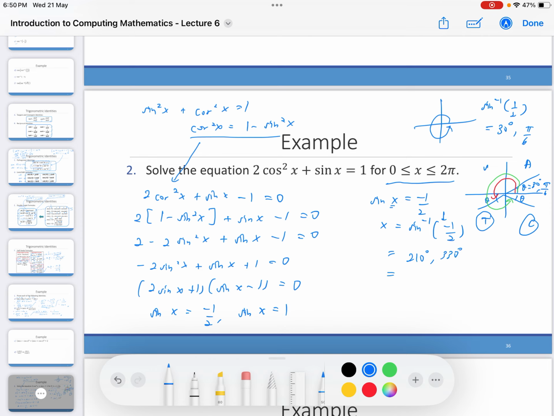So this one is in degrees. If in radians, over here is 7 pi over 6, and then over here is 11 pi over 6. So this one is for the first one.